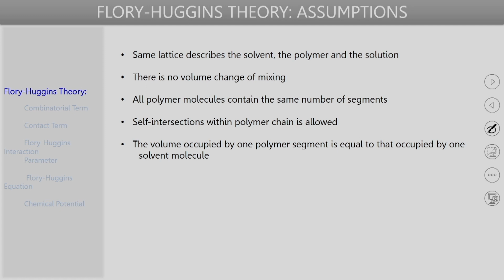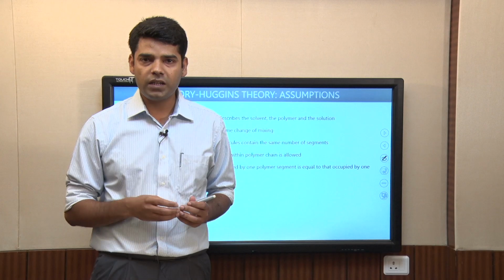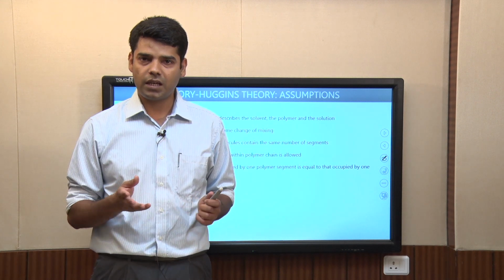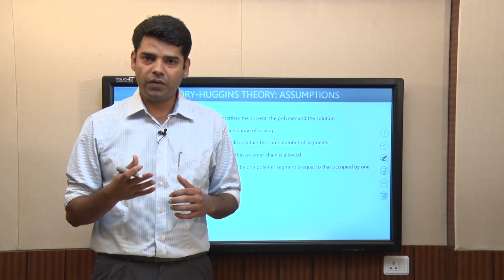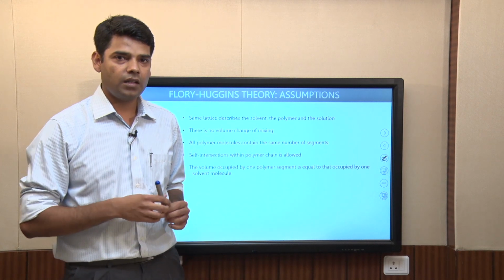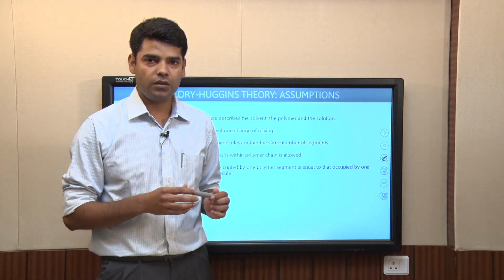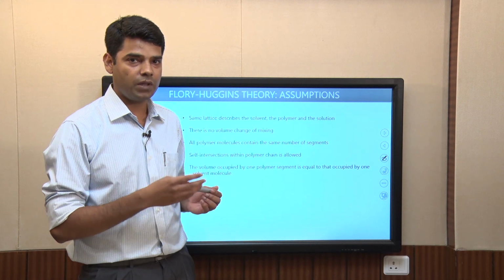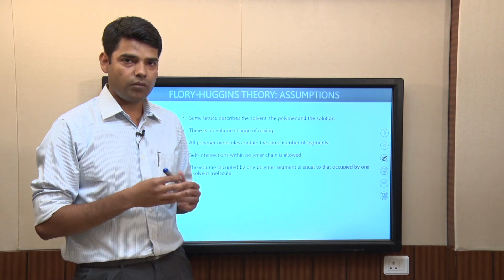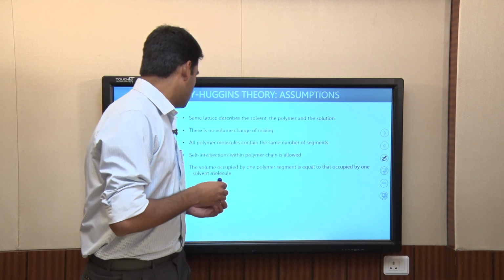Another assumption, at least during the derivation, is that all polymer molecules that are being considered have the same number of segments. So, all polymer molecules have the same size and they are monodisperse. Towards the end of today's lecture, we will see that even for polydisperse samples, the equations can be applied with only very slight modification. But the derivation that we will carry out is initially only for monodisperse polymers with identical number of segments.